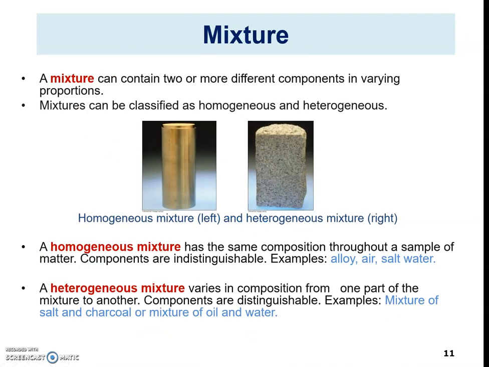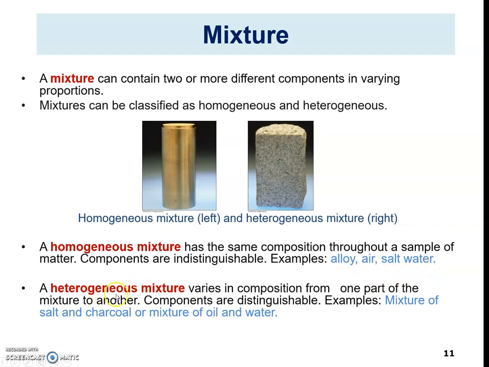Now let's look into mixture. A mixture contains two or more different components in varying proportions. As you have seen in the learning outcomes, it can be classified into homogeneous and heterogeneous. This is an example of a homogeneous mixture, which has the same composition throughout a sample of matter. Components are indistinguishable. Examples are alloy, just like the figure here, air, or salt water.